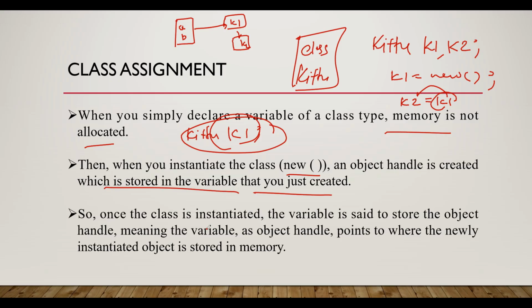Whenever you have instantiated your class, your variable is set to store the object handle, meaning your variable as an object handle points to where the newly instantiated object is stored in memory. We will see a practical also, so don't worry. Now let me give you a diagram so it will be clearer to you.